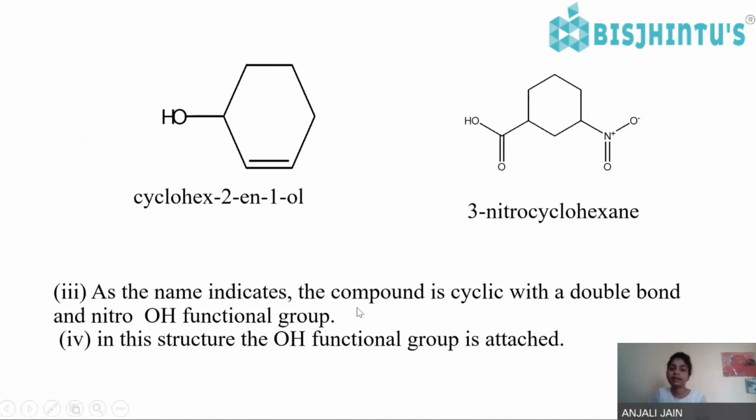And then comes cyclohex-2-en-1-ol. As the name indicates, the compound is cyclic with a double bond and an OH functional group. So the compound is cyclic. And 2-en: at the second position, I have to give a double bond. And at the first position there has to be the -ol, the alcoholic functional group.